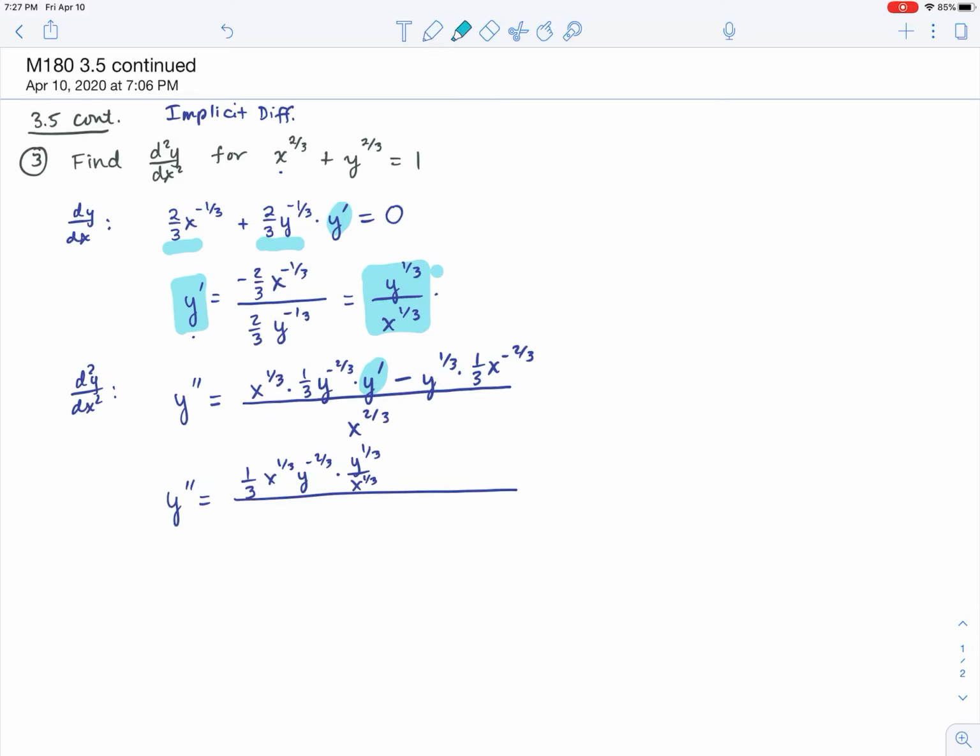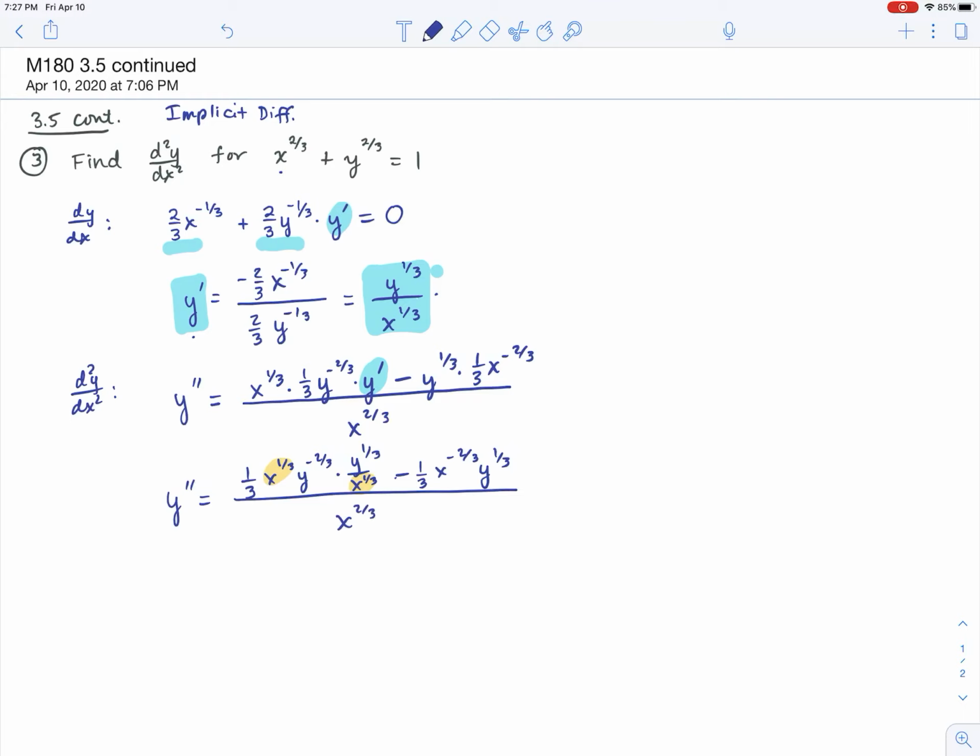And you can see that x to the 1/3 are going to cancel, and then the y to the negative 2/3 and the y to the positive 2/3 are going to combine. Then we have minus 1/3, and then that's it. We're not going to have anything special here. x to the 2/3, y to the 1/3, all over x to the 2/3.